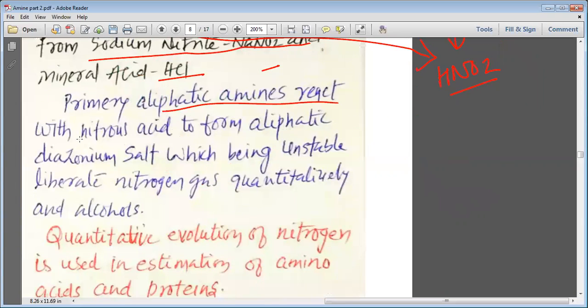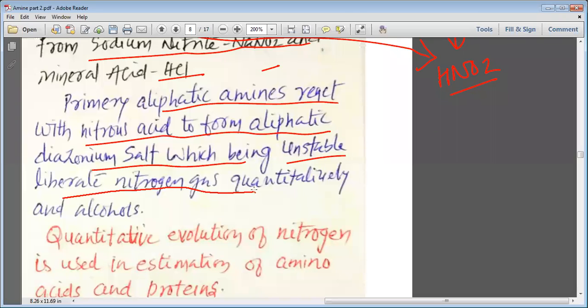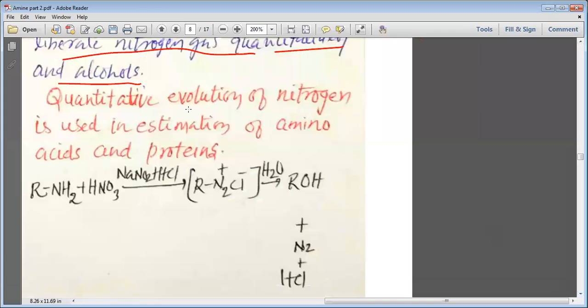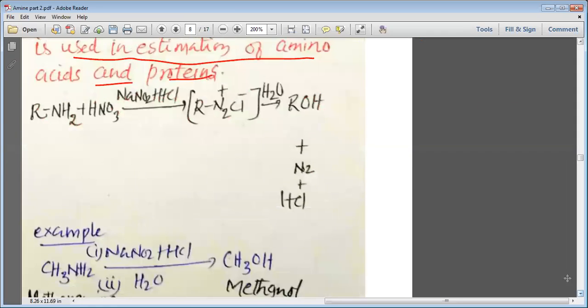Primary aliphatic amines react with nitrous acid to form aliphatic diazonium salt, which being unstable liberates the nitrogen gas quantitatively and also produces the alcohol. So this is how we understand, my dear students. Quantitative evolution of nitrogen is used in the estimation of amino acids and proteins. So please look at this reaction first.